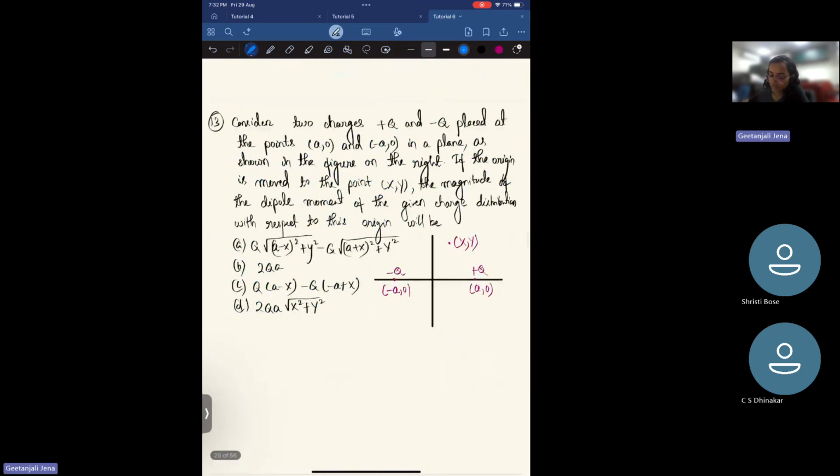Okay. Next problem. There are two charges, minus q and plus q. These are placed, as you can see in the figure, with minus q at 0 and plus q at a. Now we are changing the origin: let's say the origin was first here, but now we are moving the origin to xy. What will be the magnitude of the dipole moment given the configuration with respect to the new origin?